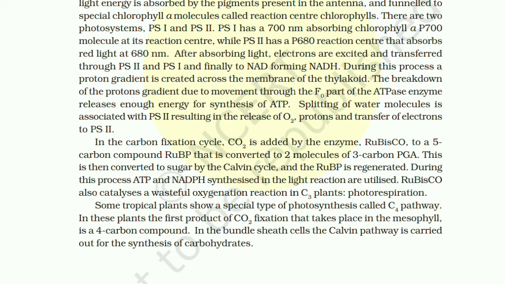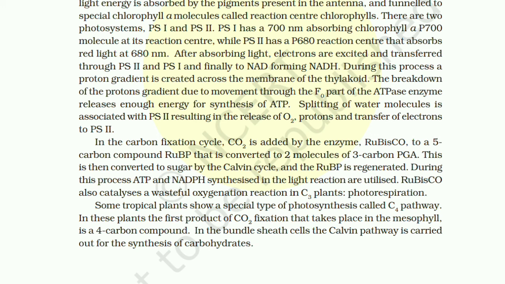In the carbon fixation cycle, CO2 is added by the enzyme Rubisco to a 5-carbon compound RuBP that is converted to 2 molecules of 3-carbon PGA. This is then converted to sugar by the Calvin cycle, and the RuBP is regenerated. During this process, ATP and NADPH synthesized in the light reaction are utilized. Rubisco also catalyzes a wasteful oxygenation reaction in C3 plants, that is photorespiration.